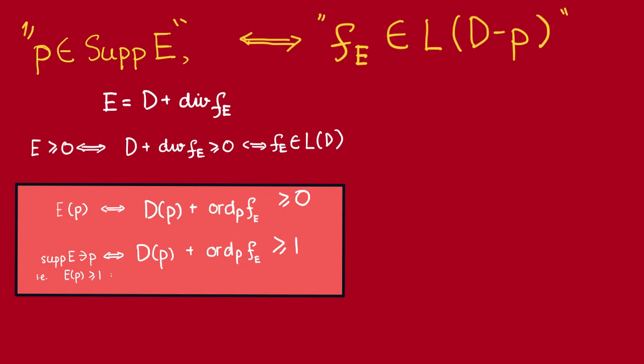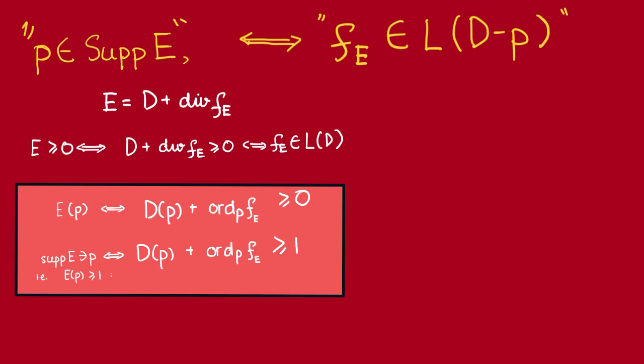Let's observe first that as E is an effective divisor, by definition that means that D plus div Fe is greater than or equal to 0. It's an effective divisor. That means that Fe must lie in the Riemann-Roch space of D, just by definition of the Riemann-Roch space of D.